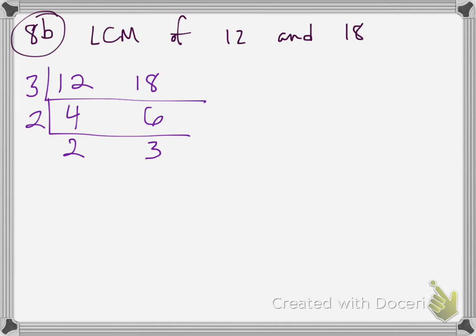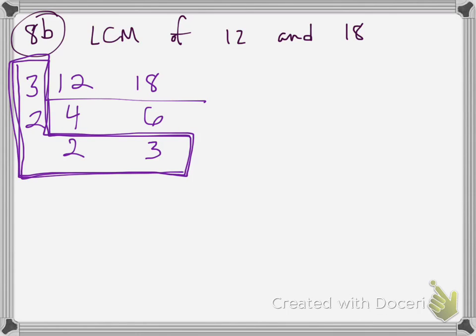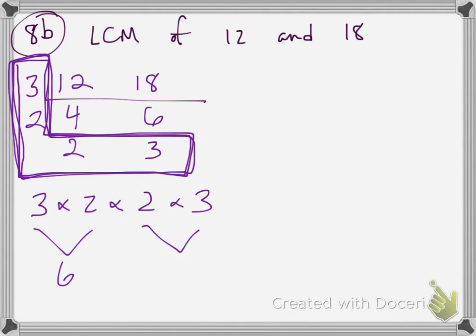No, you are done. Now remember, to find the LCM, we are building this L here on the outside. L for LCM. See it? And we just multiply together everything that's in the L. So we have 3 times 2 times 2 times 3. 3 times 2 is 6. 2 times 3 is also 6. And if I multiply 6 times 6, I would get 36. So the LCM is 36.